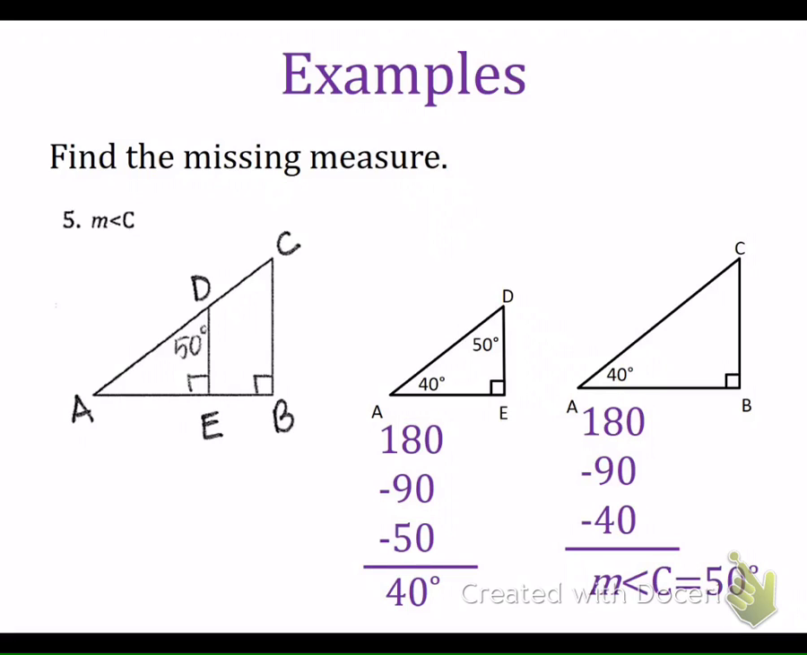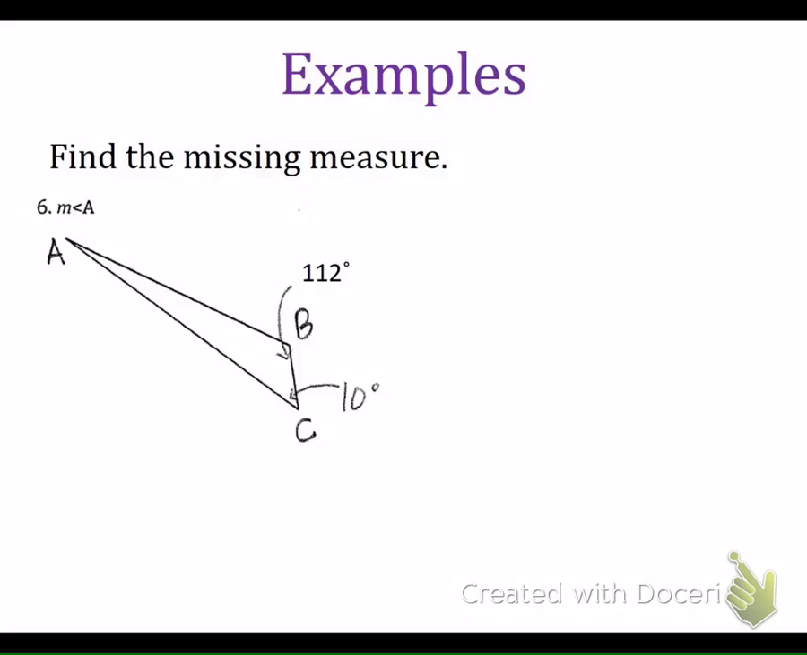I don't know if you can really prove or verify that on a test. This is how you'd show it, though. You can find the missing angle in the small triangle and then use that information to find the missing angle in the big triangle. What are your questions? No questions. All right.